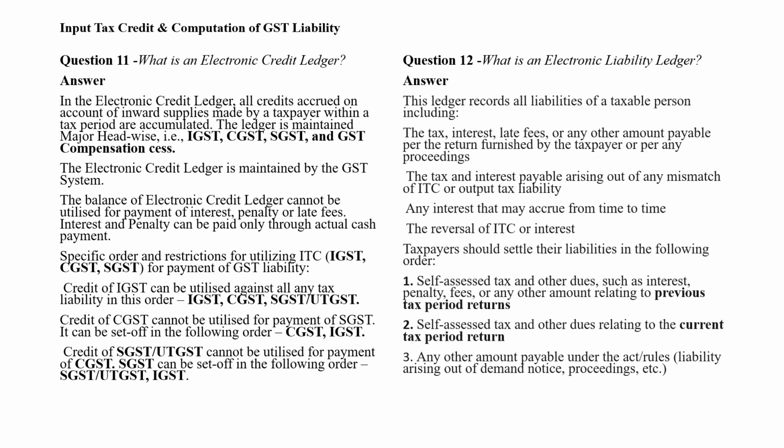Taxpayers should settle their liability in the following order: self-assessed tax and other duties or dues such as interest, penalty, fees or any other amount relating to previous tax period return. Self-assessed tax and other dues relating to the current tax return. Any other amount payable under the Act, rule, liability arising out of demand, notice, proceeding, etc.